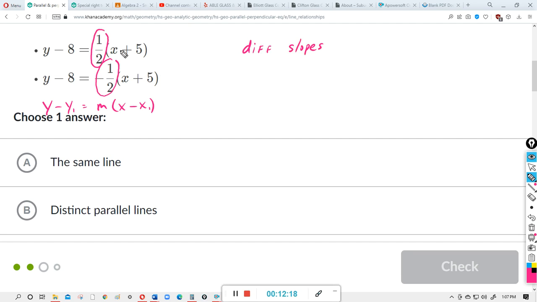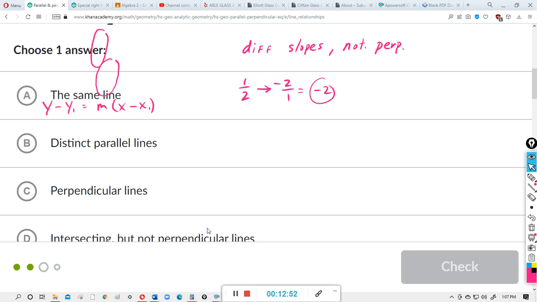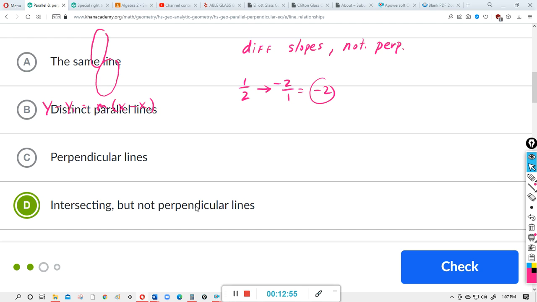Let's take the negative reciprocal. Start with 1/2. Flip it. That's going to be 2 over 1. And change the sign. That's going to be negative 2 over 1, which just equals negative 2. Is the other slope negative 2? No, it's negative 1/2. So these are different slopes, and they're not perpendicular, because the slopes are not negative reciprocals. So that means they intersect, but they're not perpendicular. If they have different slopes, they're going to intersect.